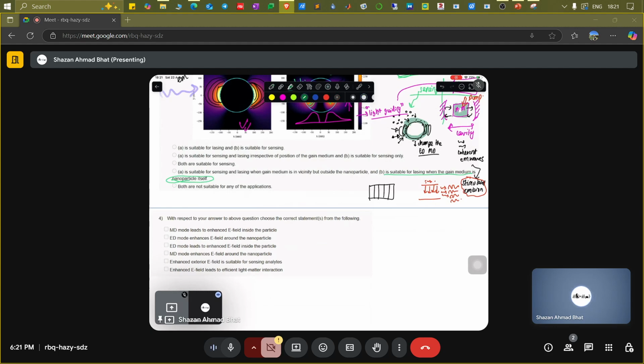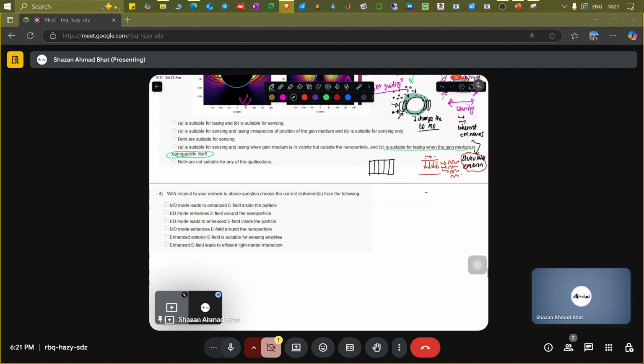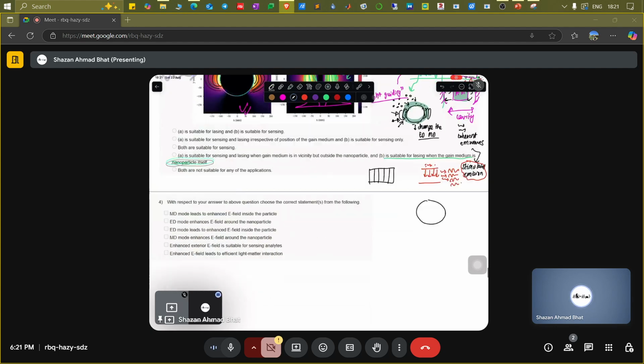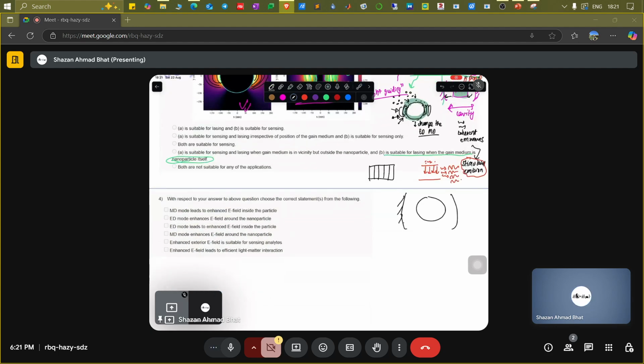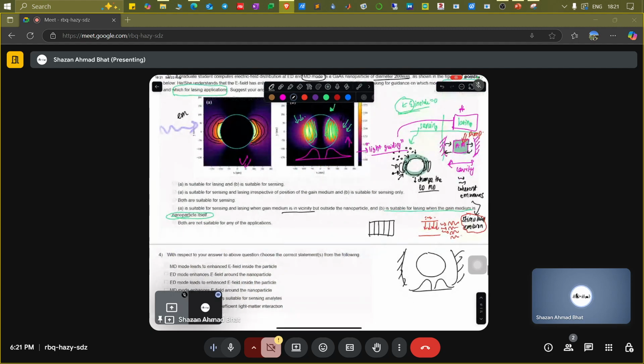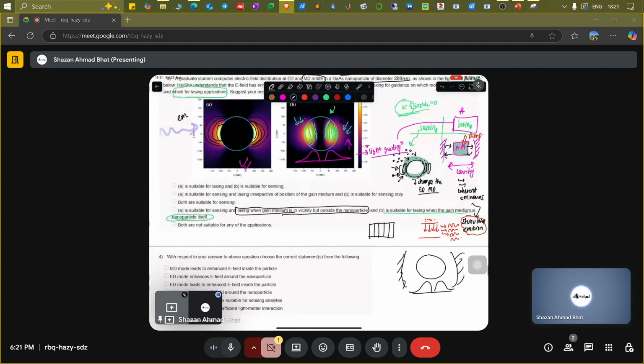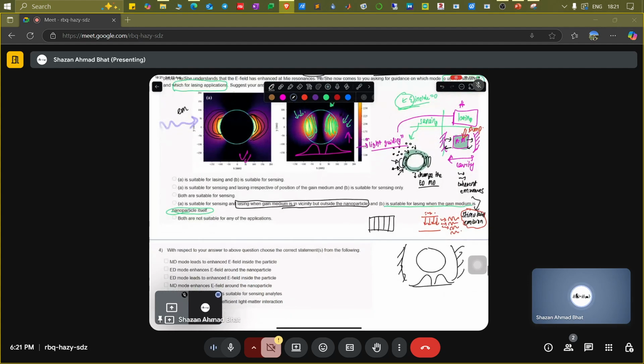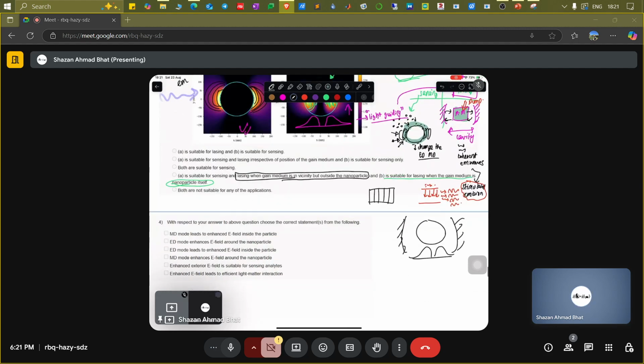This active medium is basically the gain medium. If the active medium is itself the nanoparticle, then it's going to behave as a lasing system, so that the maximum electric field distribution will be inside. But if the active medium is in the vicinity of the nanoparticle, then A is also going to give rise to a lasing action. These are two different scenarios. Okay.